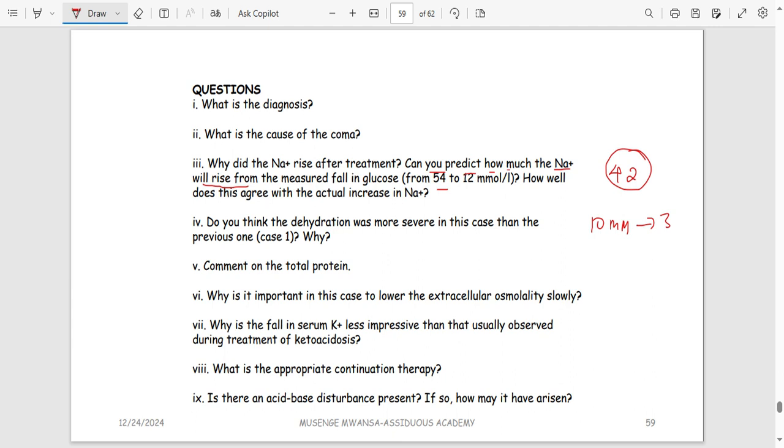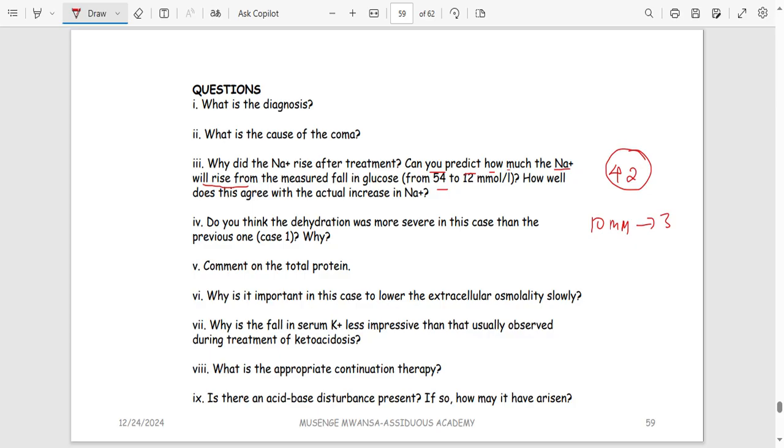Okay. And then the next part of the question is saying, do you think the dehydration was more severe in this case than the previous one, case 1? Why? So there's a comparison. But I don't want to answer this part because the other case that we are referring to here is the one on top that we've answered. But anyway, sodium and glucose are appreciably high.